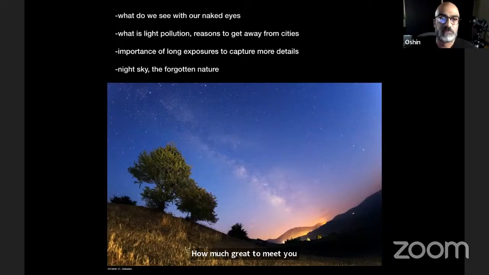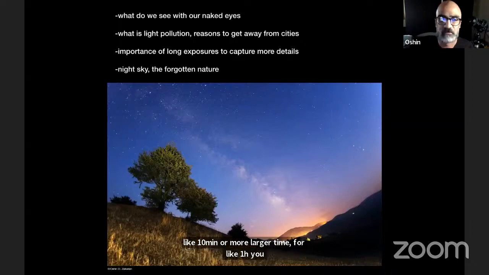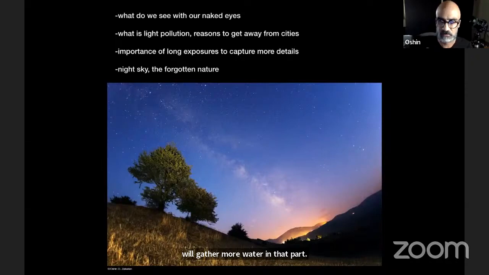Okay. The importance of long exposures to capture more details. I want to give you an example. When we're talking about astrophotography, we are talking about long exposure times. If I want to give an example, say you want to gather water in a rainfall. When the rain is coming, you put a pot, like a box, to gather the water. If you put it out for 1 minute, you will gather a certain amount of water. If you put the pot under the rain for another 10 minutes or longer, like 1 hour, you will gather more water in that pot. So when we use lenses for our astrophotography, the job that the lens is doing is gathering this starlight over a certain amount of time.